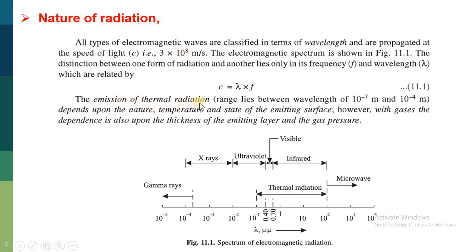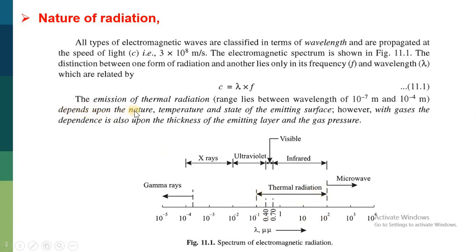The emission of thermal radiation lies in the range between 10 raised to minus 7 to 10 raised to minus 4 meters. Here you can observe the range of thermal radiation, but don't get confused: in this graph the scale is written in micrometers and here it is in meters. In micrometers, the range of thermal radiation is between 10 raised to minus 1 to 10 raised to 2. In this range only we get thermal radiation.